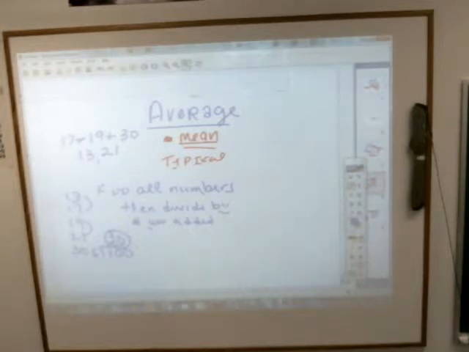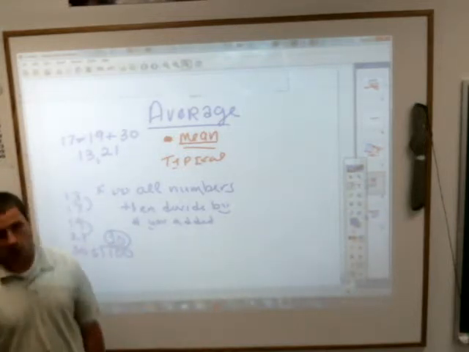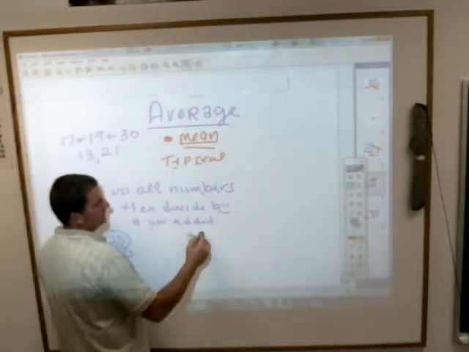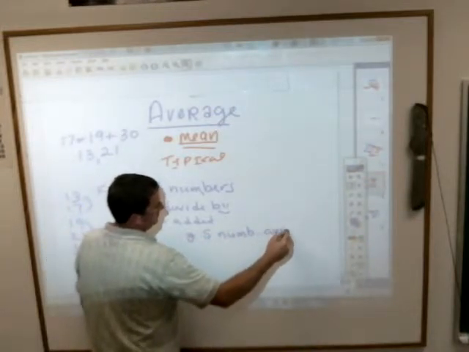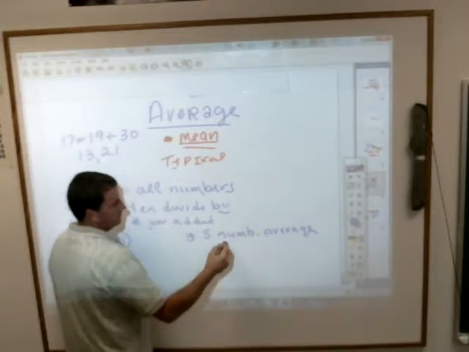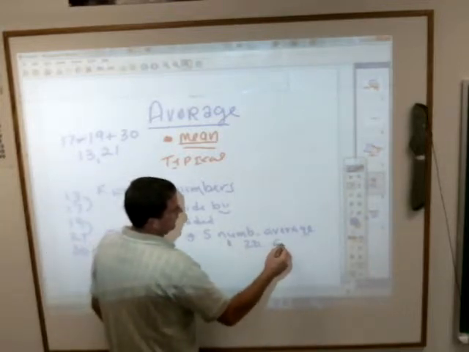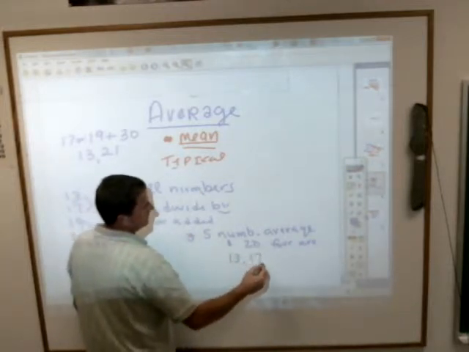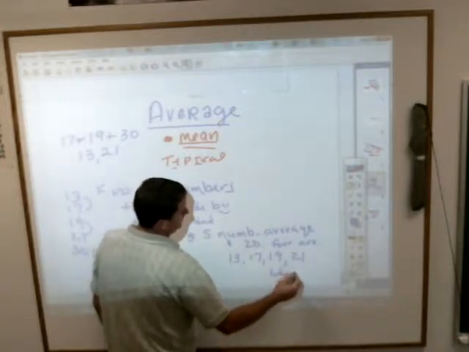By the way, let's talk about this. What if they gave you 4 numbers, told you the average and asked you what the fifth number would be? For example, what if I said to you, you have 5 numbers. The 5 numbers average 20. 4 of them are 13, 17, 19, and 21. What's the fifth number?